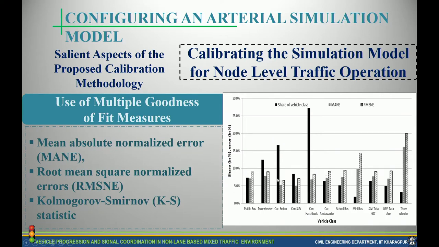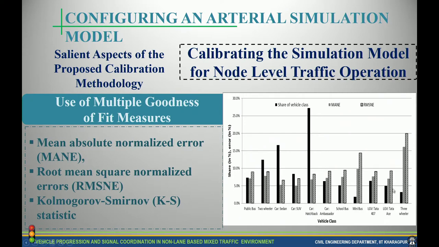You can see here that when the share of a vehicle class in the traffic stream is high, here more than 5% up to 25%, in those cases we found a good result for mean absolute normalized error, which is less than 10%, which we can take as an acceptable level of error. Whereas when the percentage of a vehicle class is very low, there is a greater chance of discrepancy.